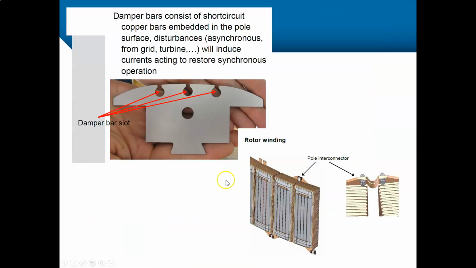I already mentioned this, but the damper bars consist of short-circuit copper bars embedded in the pole surface. So it's located here, damper bar slots. So it will reduce currents acting to restore synchronous operation when you have transients in the system. Here's also a drawing of how they are interconnected between the poles. This is the pole surrounding the rotor.